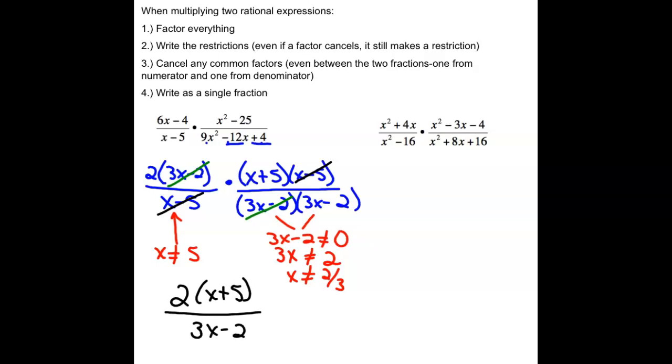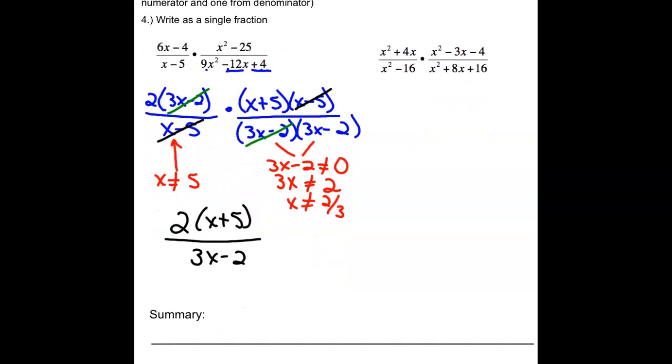You do not have to multiply out that numerator. We want them in factored form. Okay, and then we just state with x not equaling 5 or 2/3. Those are my restrictions.